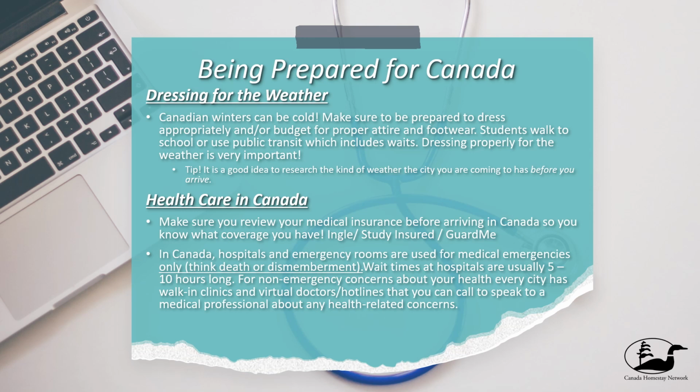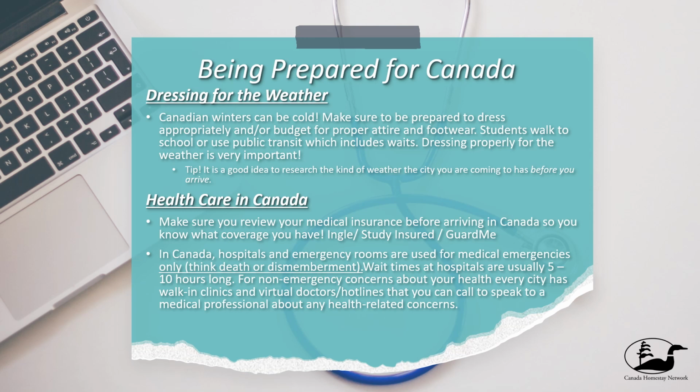Another important thing to remember before arriving in Canada is to be prepared to dress appropriately for the season, especially for winter. Winter is quite cold in Edmonton from November to the end of February. And if it's a particularly bad season, it can be cold until early March.